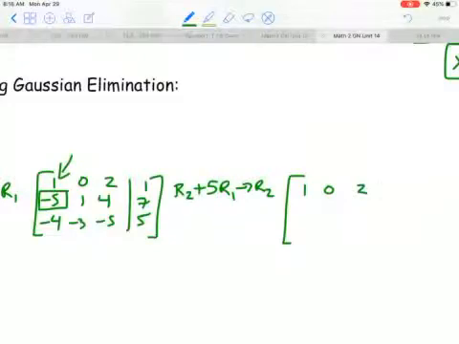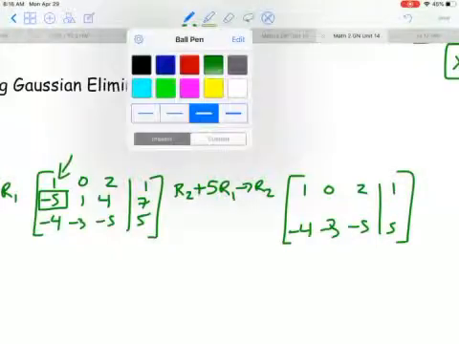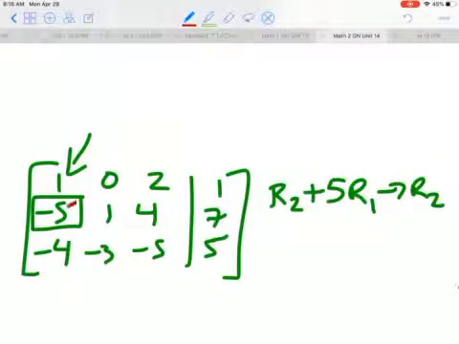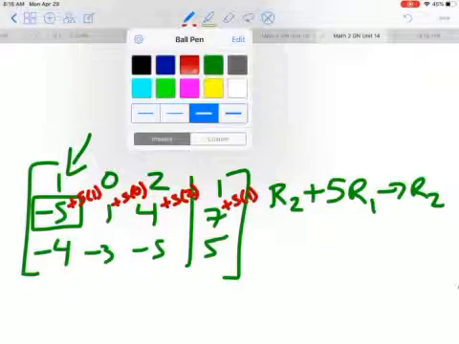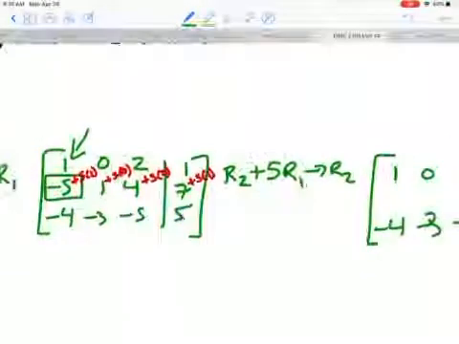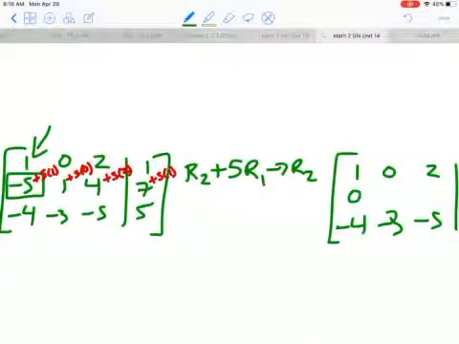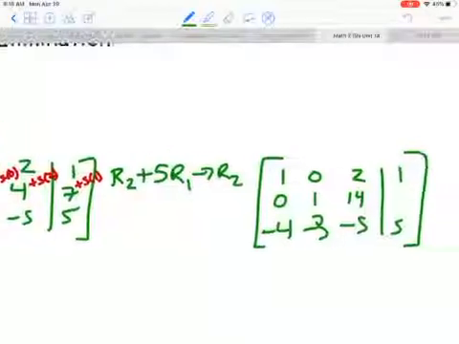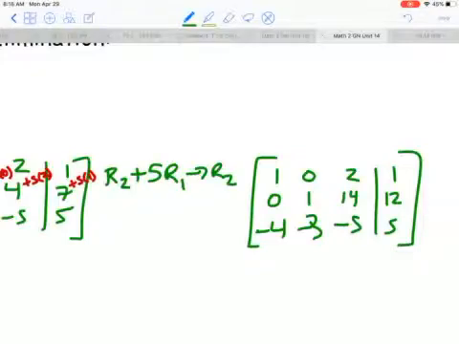So this didn't change. And my bottom one, row 3, did not change. But my row 2, what I'm going to do is add 5 of row 1. So plus 5 of row 1, plus 5 of row 1, plus 5 of row 1, plus 5 of row 1. So it should give me 0. 1 plus 0 is 1. 4 plus 10 is 14. 7 plus 5 is 12.